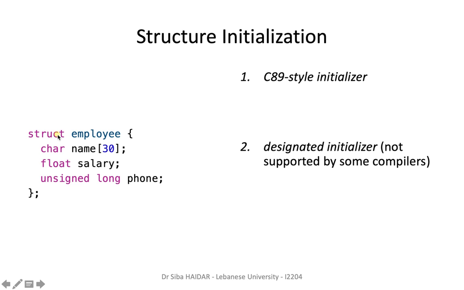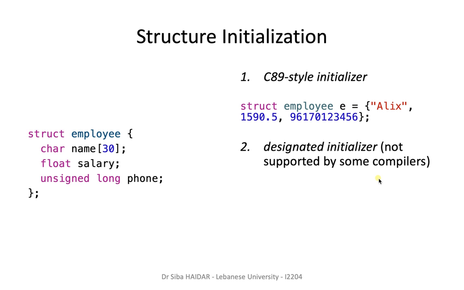Suppose now I have the structure employee declared type and I want to create a variable and at the same time I want to initialize it. I have two ways. One way is standard and the other is not supported by all the compilers. So let us check the first, C89 style initializer.